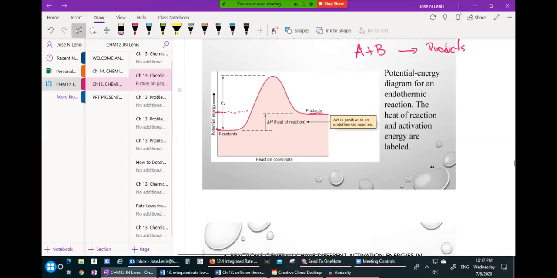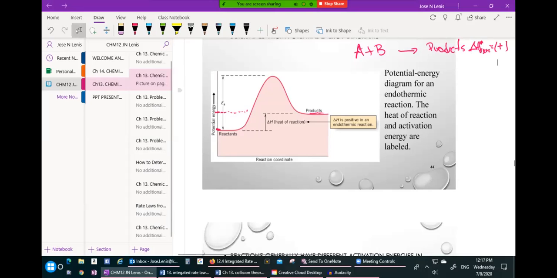So that means the reaction absorbs energy when going from reactants to products. And that's why we say delta H standard for that reaction is positive. So let's see what happens when A and B go to form products in one step.